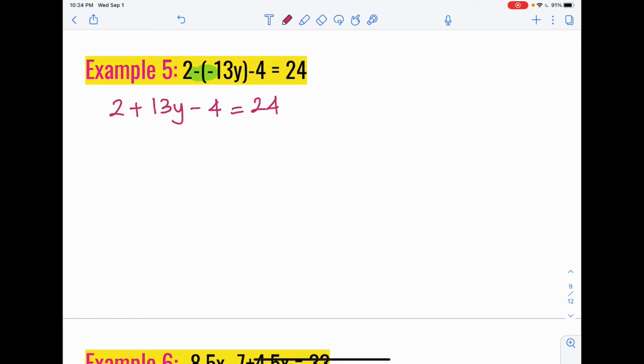Then let's combine like terms. We have 2 and we have negative 4. Using the commutative property, we can actually write them in this order also. We have here integer subtraction, where we can apply add an opposite again. So 2 minus 4 is really the same thing as 2 plus negative 4, which will be negative 2.